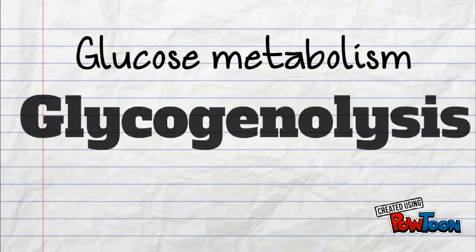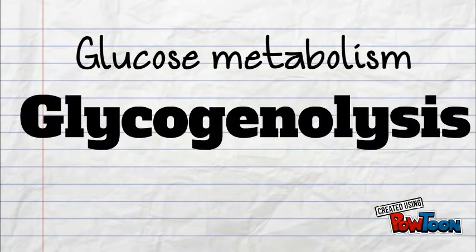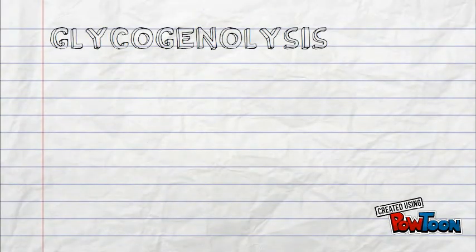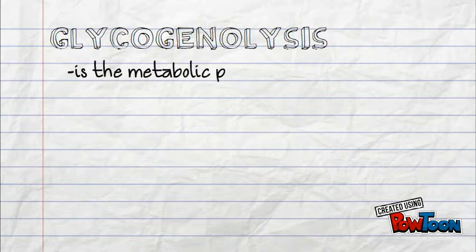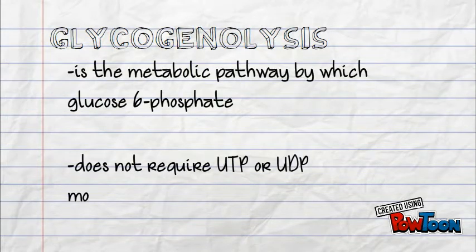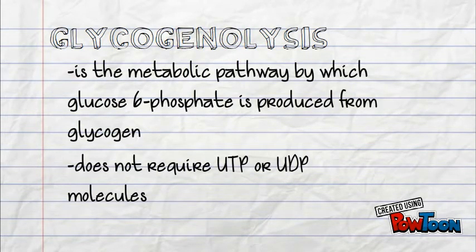Welcome. Today, we're going to talk about glycogenolysis. Glycogenolysis is the metabolic pathway by which glucose 6-phosphate is produced from glycogen. This process is not simply the reverse of glycogen synthesis, or glycogenesis, because it does not require UTP or UDP molecules.